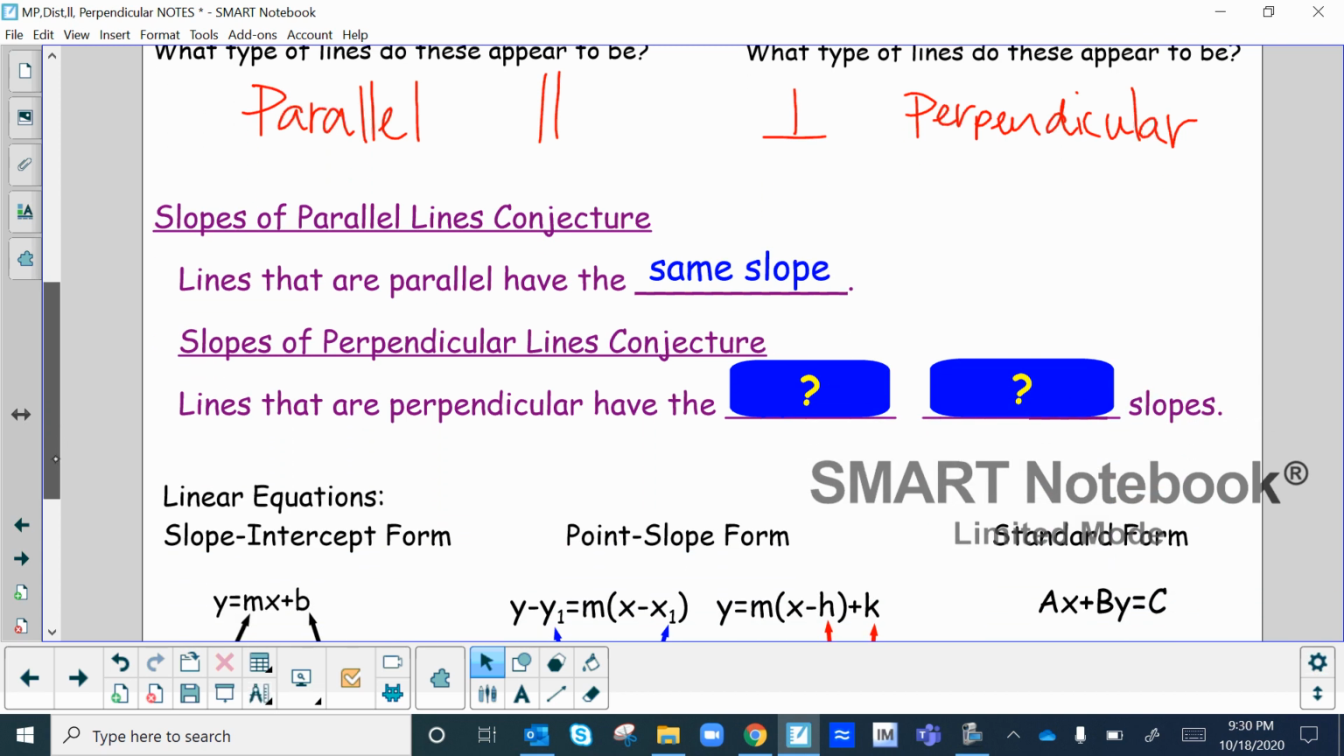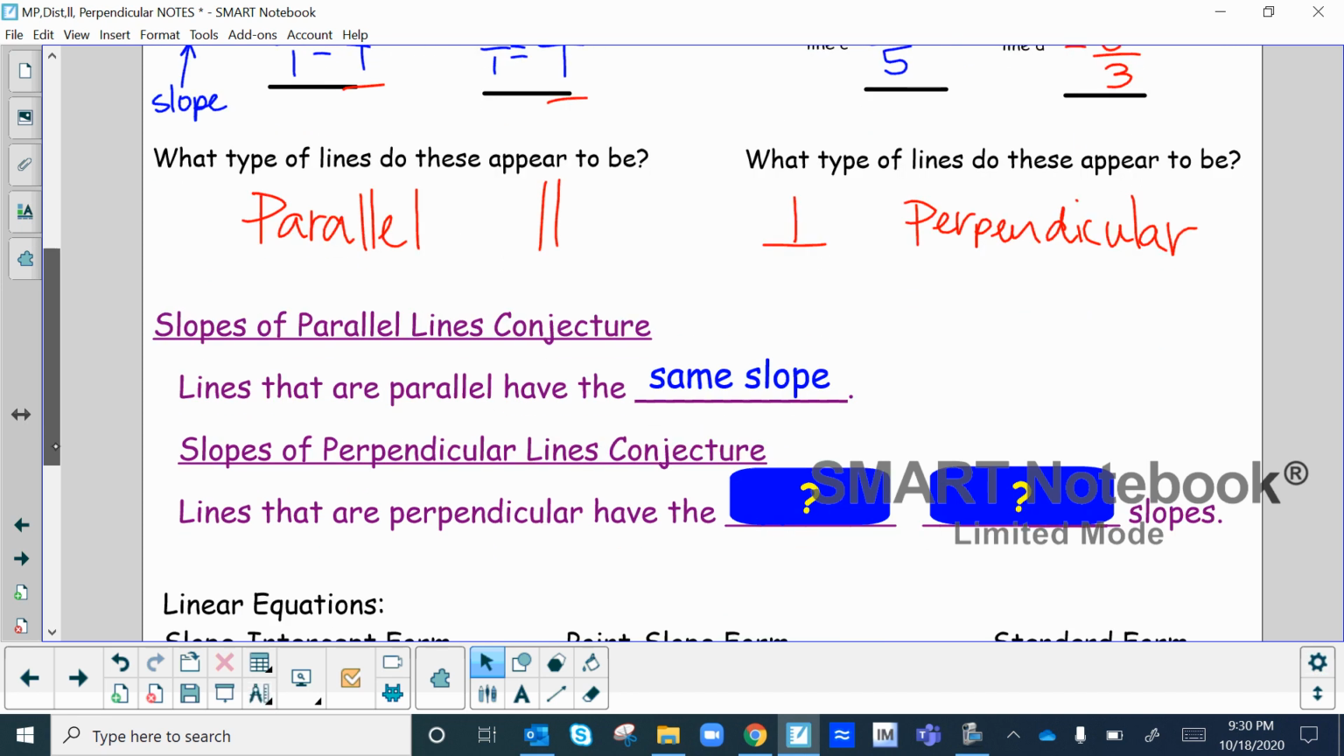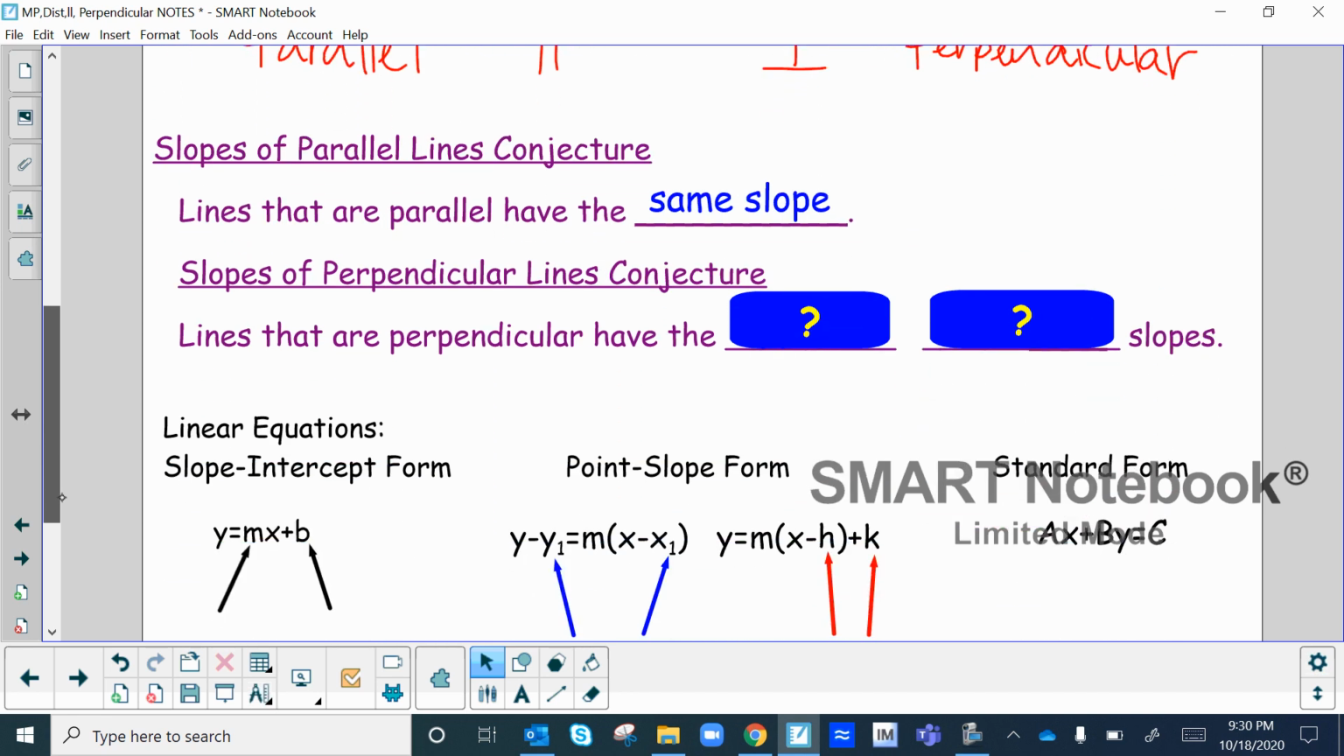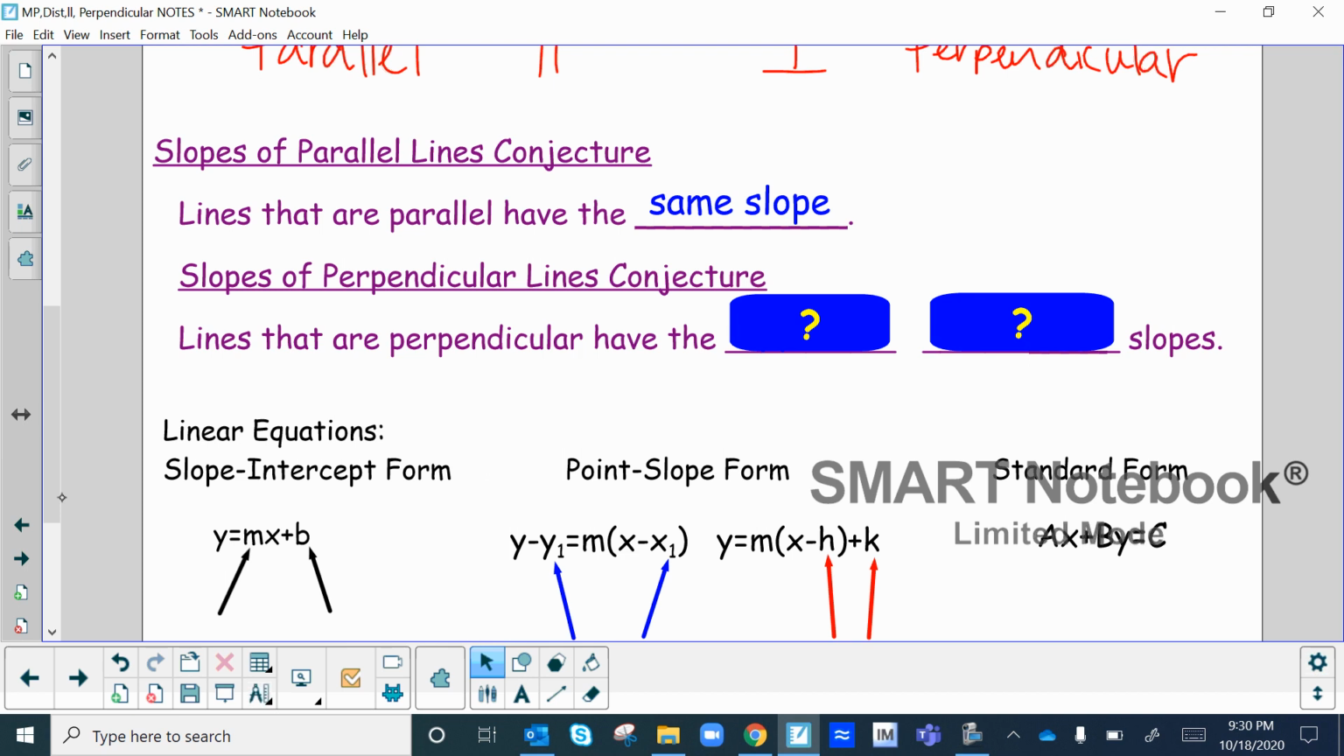So when we talk about those kinds of slopes, the lines of parallel and perpendicular, the slopes of perpendicular lines are going to have opposite reciprocal slopes. Again, one is positive, one is negative, and then they're always going to be switched, the numerator and denominator, which stands for reciprocal.